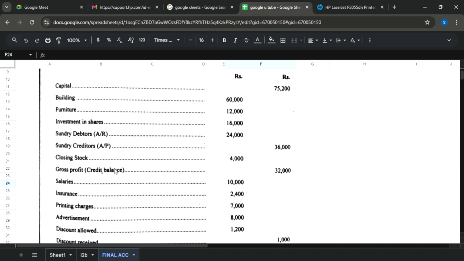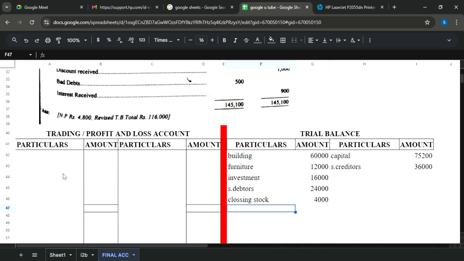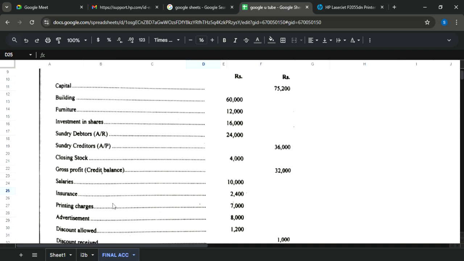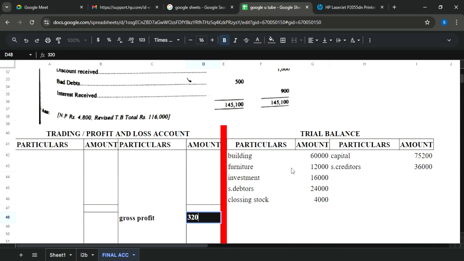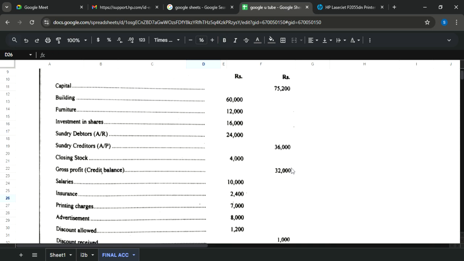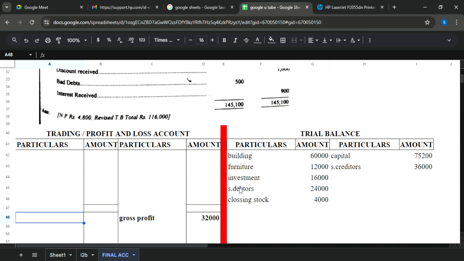Please note it down. We have said we do not need to solve the upper part. The answer is already provided. Since it is profit, profit should be written on the credit side. So our gross profit amount is 32,000. Just post the amount. Alright, next is salaries. Yes, it is part of the profit loss account. Salaries come over here.